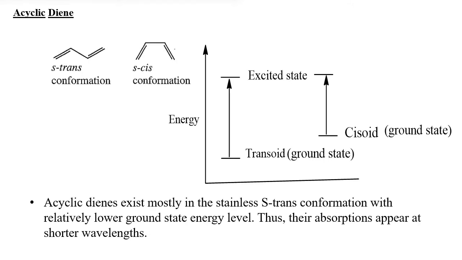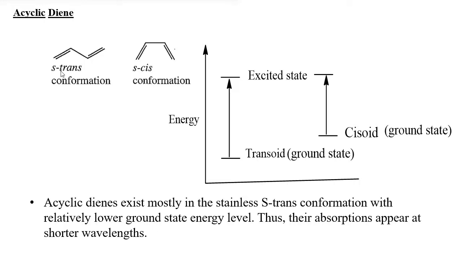Before going into the calculation of lambda max, you will have to consider some of the important terms used in this rule, the Woodward-Fieser rule. For example, dienes exist in two conformations: cisoid conformation and transoid conformation. Transoid conformation is otherwise called S-trans conformation. Cisoid conformation is called S-cis conformation. S means a single bond connected to two doubly bonded carbon atoms.